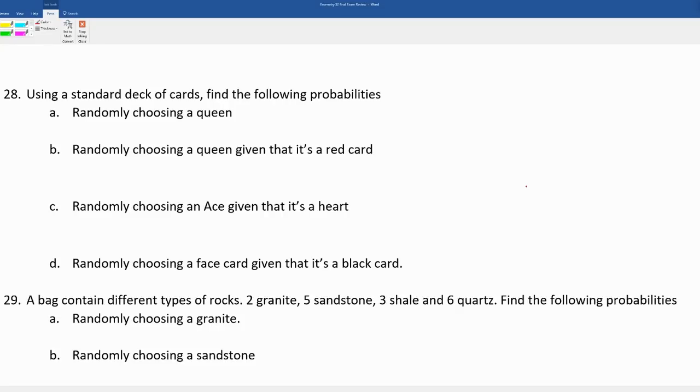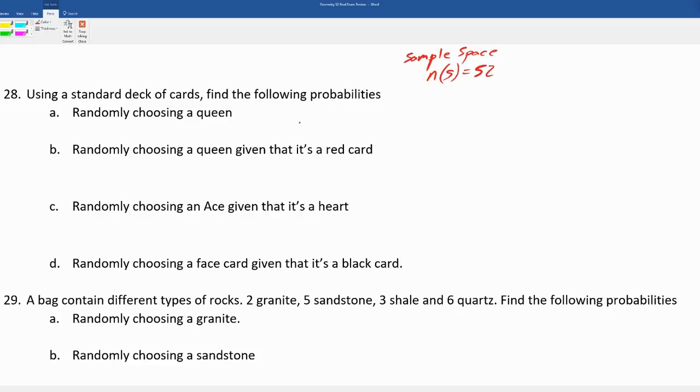Probability. So standard deck of cards. Find the following probabilities of randomly choosing a queen. Well, how many queens are there? Well, first things first, our sample space needs to be addressed. There are 52 cards, right, in the deck. So that means sample space. We have to be aware of that. Now, how many queens are there, right?